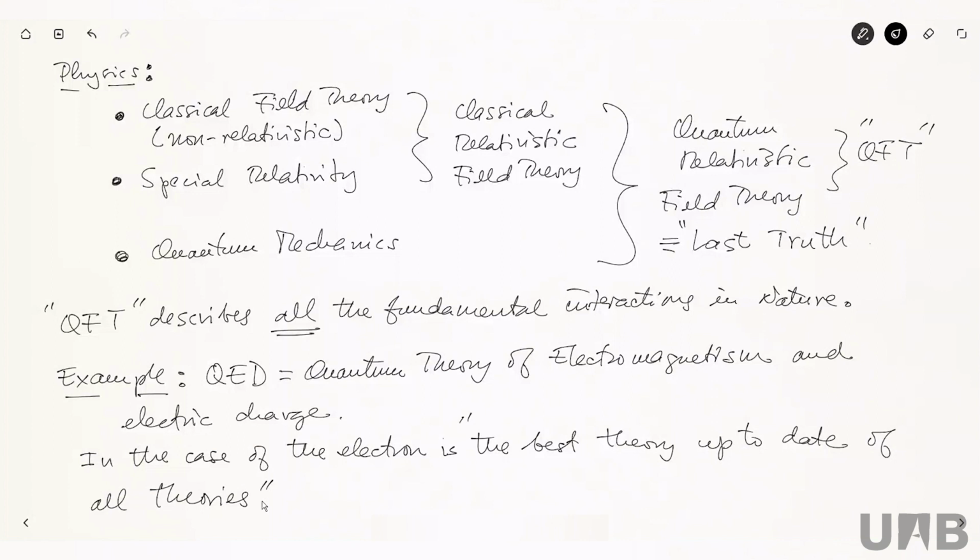What do I mean by being the best theory up to date of all theories? What I mean is that you can compute a certain physical observable. You can measure this physical observable in the laboratory, and the agreement between theory and experiment is the best of all theories. And when I say all theories, I mean all theories in any science.